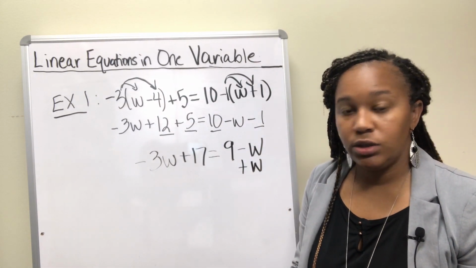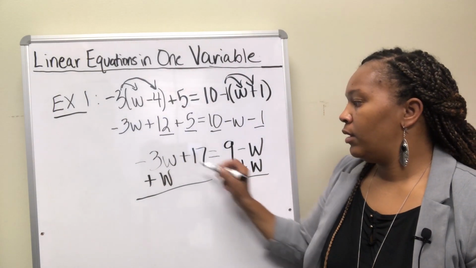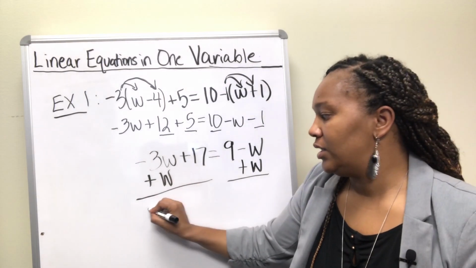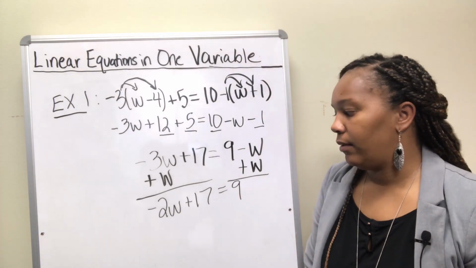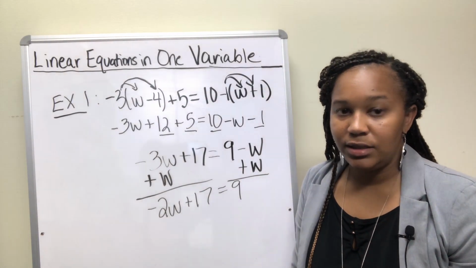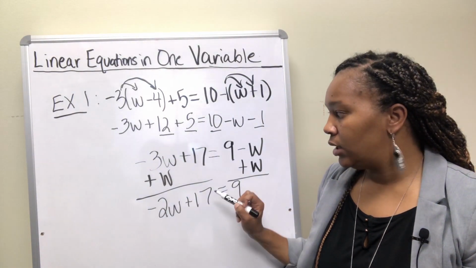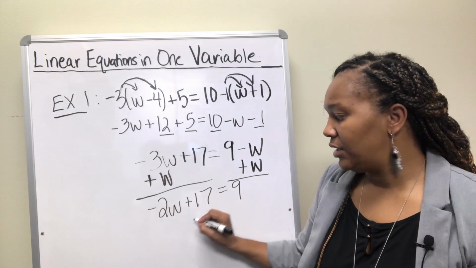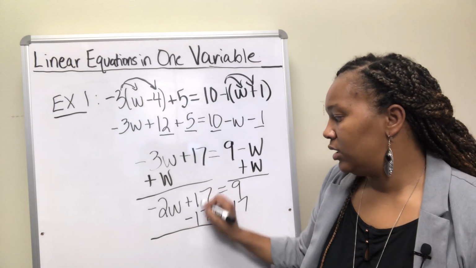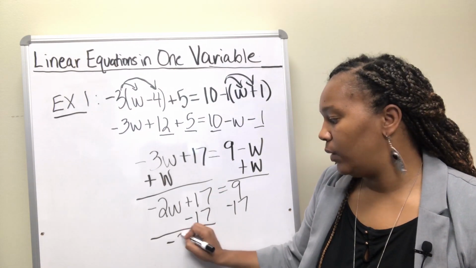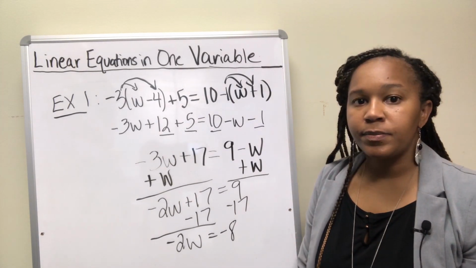Remember, subtraction is married to addition. So add w here. -3w plus 1w is -2w. Drop down the plus 17 and drop down the 9. So now the goal is to isolate the w. I got to get rid of the -2 and the 17. Which one do I get rid of first? Get rid of the 17. That's a positive 17. So subtract 17 from both sides. The 17 minus 17 is 0, so that leaves me with -2w. 9 minus 17 is -8.